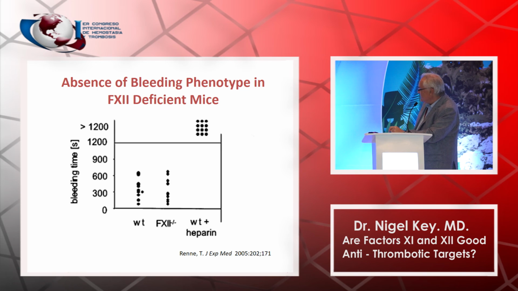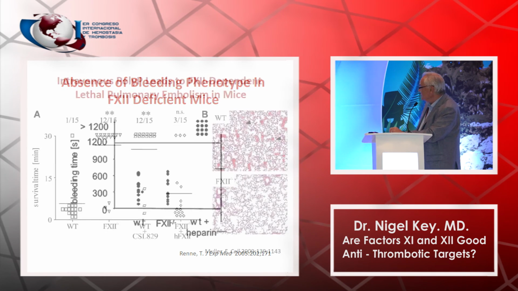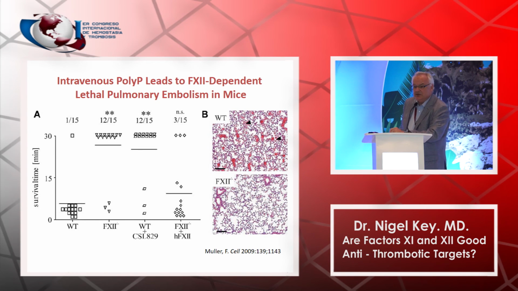And the same with the mice here, that when the tails are transected in wild-type mice, this is the range of bleeding times you get. In the factor 12 deficient mice, very similar. So it's not at all different from the wild-type mice. When you add heparin to the wild-type mice, however, you induce bleeding in this model. So using these mice, this is from Thomas Renné's group at the Karolinska in Sweden. This was really the first probably in vivo study looking at polyphosphates.